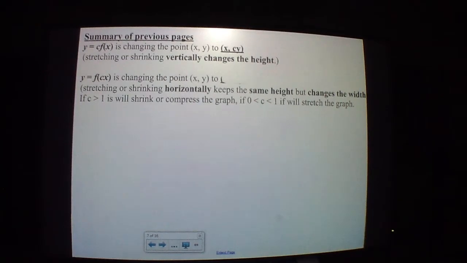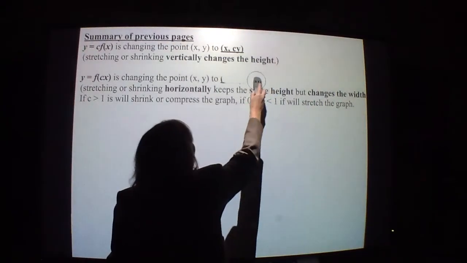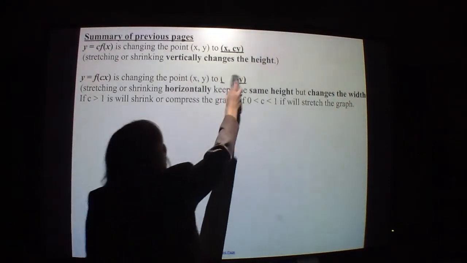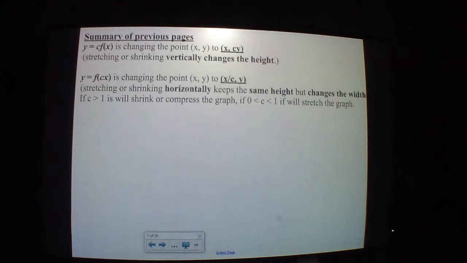Okay? If there's a number inside multiplying the x by, that's where I said the height stays the same, so my y stays the same. My y is still the same. My x changes. And my new x would be x divided by 3. The one example where c was a half, x divided by a half is the same thing as 2x. Okay? So my x is stretching out.